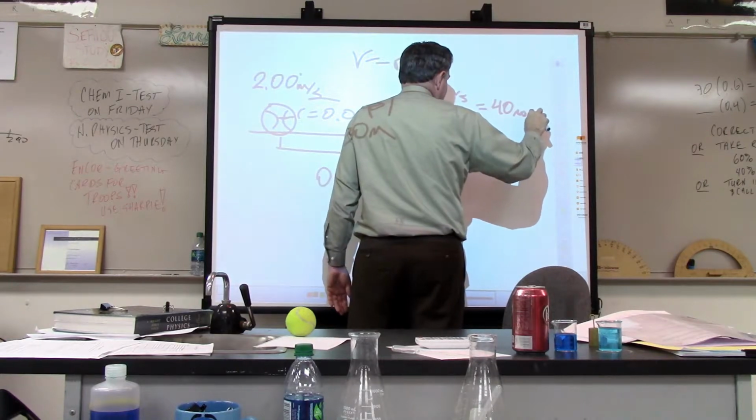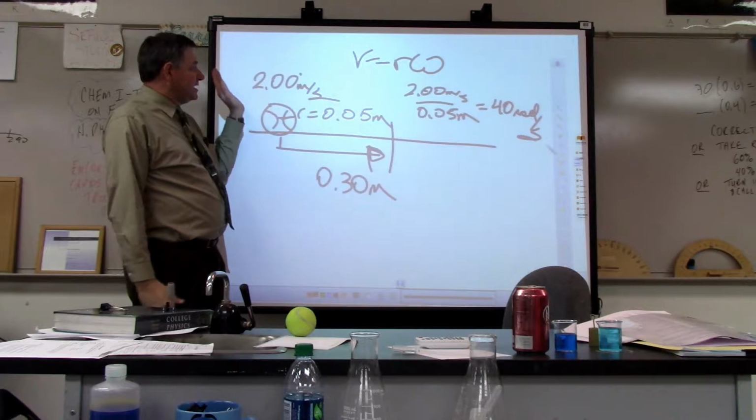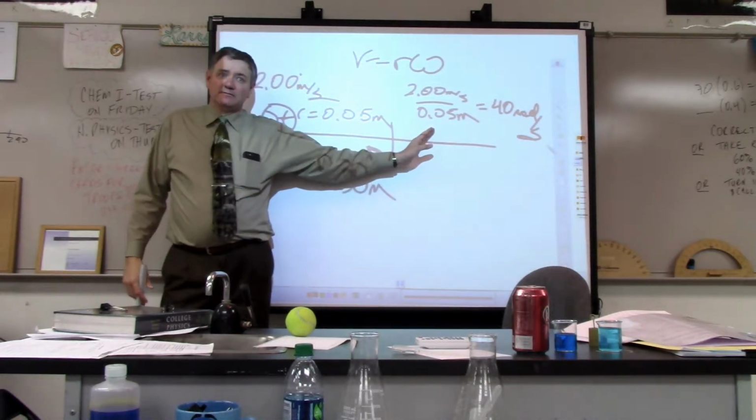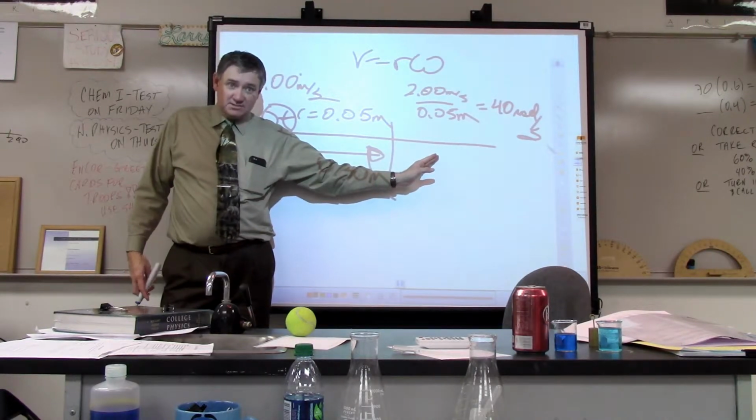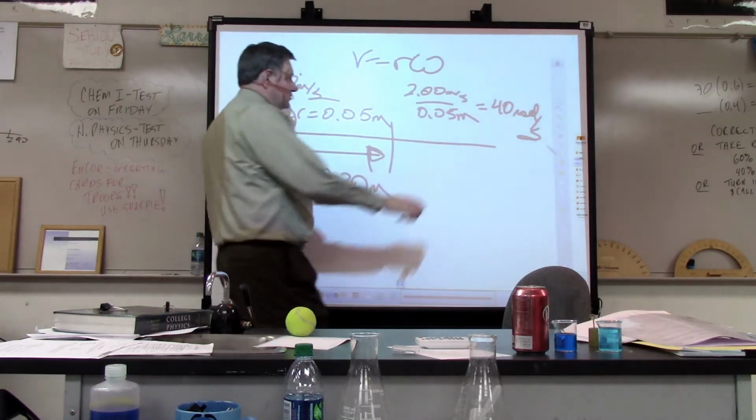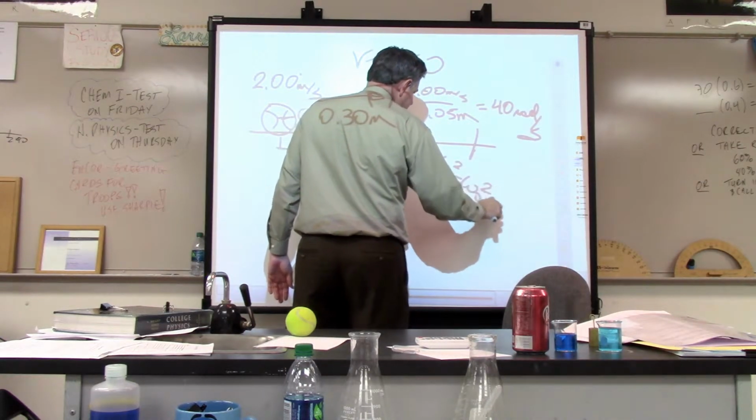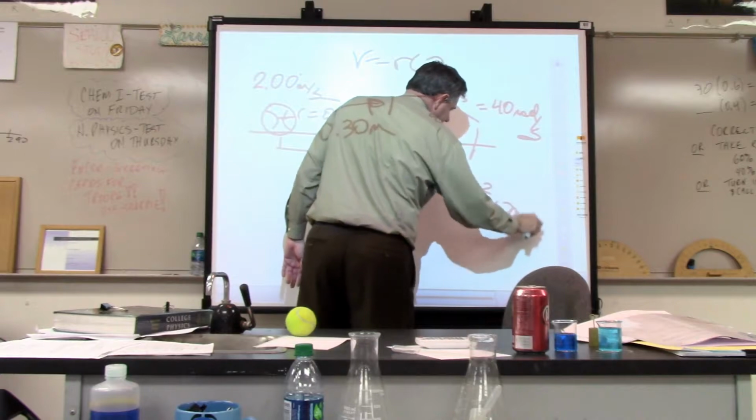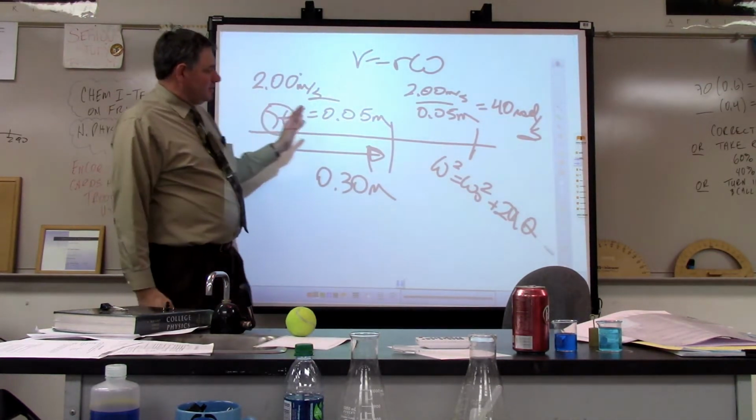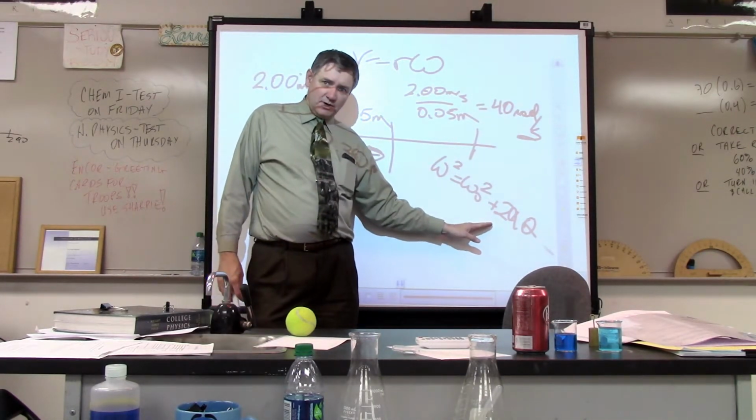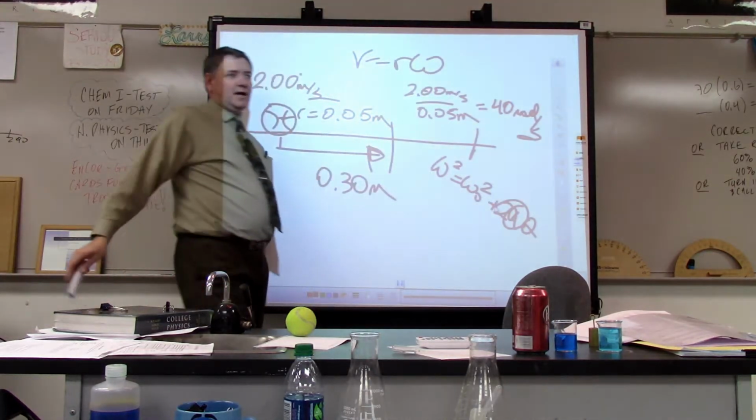Just heads up, math. 40 radians per second. Now, is it going to stop? Is it going to undergo angular acceleration? Yes. So you can sit here and go, oh, omega squared equals omega naught squared plus 2 alpha theta. So here's the deal. You know your initial, you know your final. But here's what you don't know: you don't know alpha.